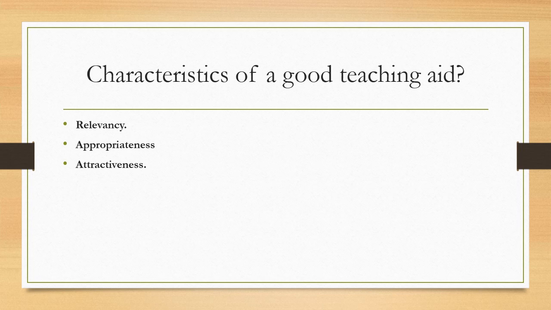Attractiveness. The teaching aid should be attractive, should be visible for students, should be varied. You should use different kinds of teaching aids along your own teaching. You will use different ones. Sometimes course, sometimes data shows, sometimes the charts, some drawings on the board, different kinds of teaching aids.